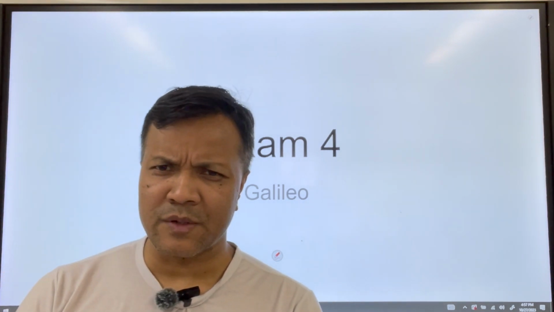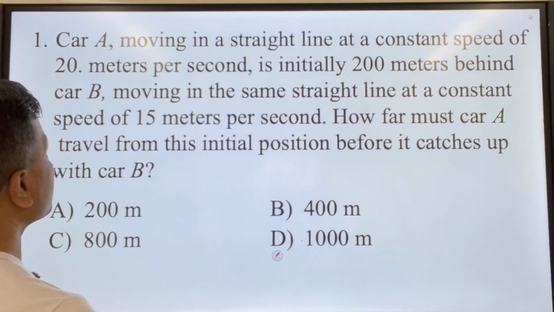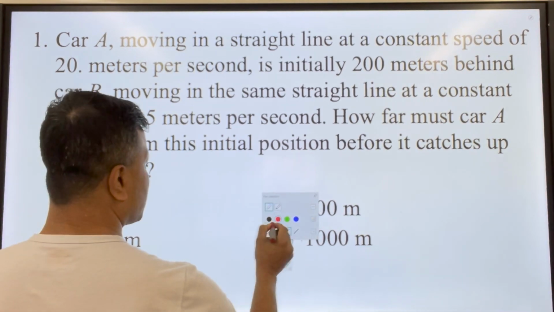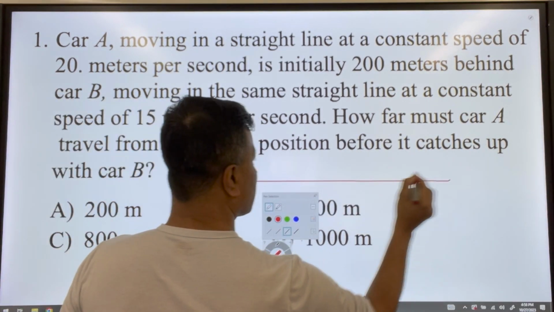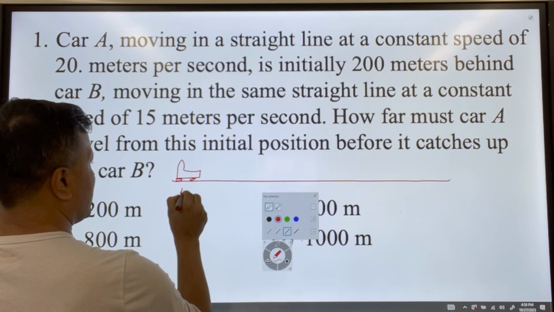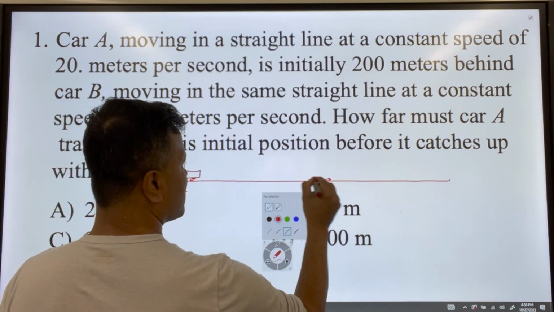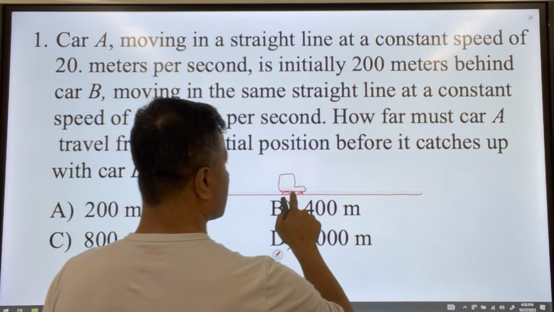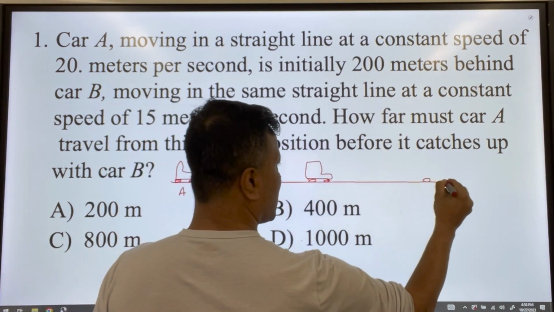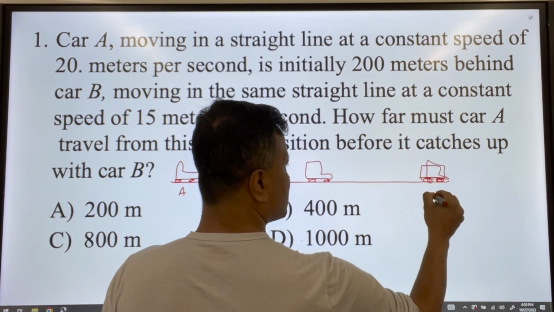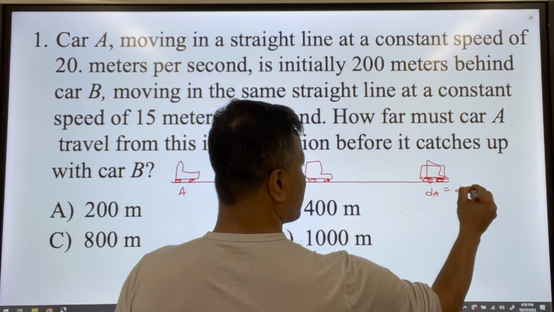So let's go over exam number 4. Okay, so this problem, we have two cars. So let's draw it. Car number 1, we're going to call car A, and this is car B. Let's put car A and B at the same location. So you're going to call dA is equal to dB, right?